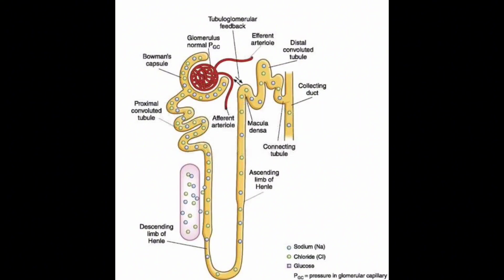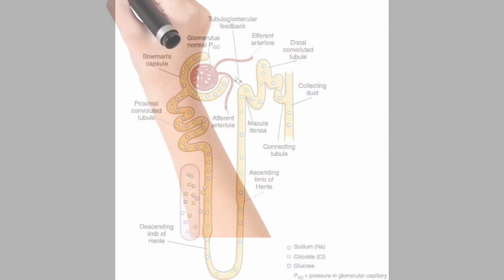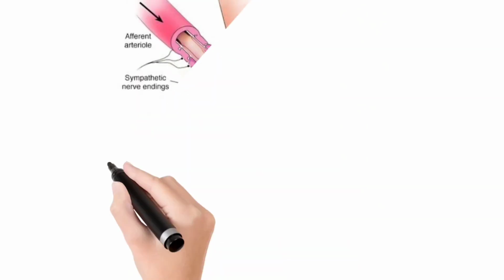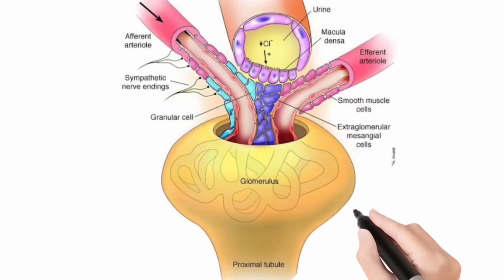Let's look at the nephron structure in real anatomy. The distal convoluted tubule comes back near the afferent and efferent arterioles, close to the glomerulus. In this area, the juxtaglomerular apparatus is formed. Now let's break down the three types of cells in the juxtaglomerular apparatus.